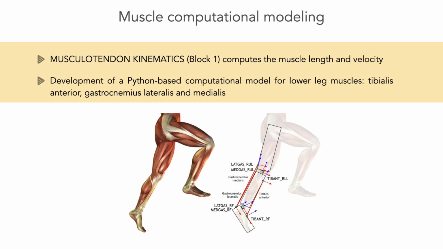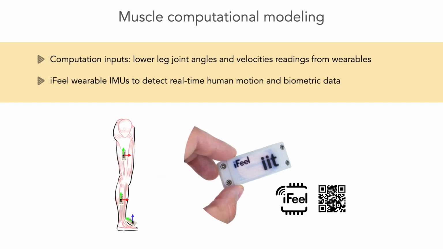We built a URDF model that embeds also the muscular properties. The model has been generated by a Python-based tool publicly available on GitHub for the lower leg muscles of tibialis anterior, gastrocnemius lateralis, and medialis. Inputs of block 1 are lower leg joint angles and velocities readings from the iFeel wearables. iFeel is a technology developed at our lab, and it is composed of all-body distributed IMUs to detect real-time human motion and biometric data. For this particular case, IMUs have been placed only on the lower limb links.